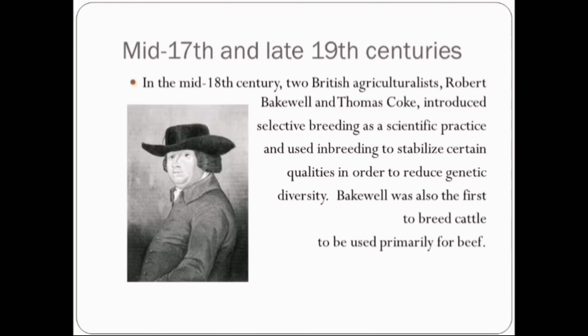in the mid-18th century, two British agriculturists, Robert Bakewell and Thomas Coke, introduced selective breeding as a scientific practice and used inbreeding to stabilize certain qualities in order to reduce genetic diversity. Bakewell was also the first to breed cattle to be used primarily for beef.